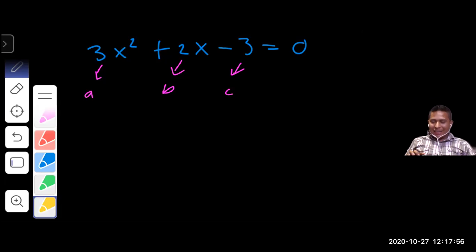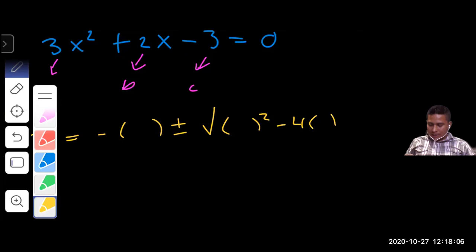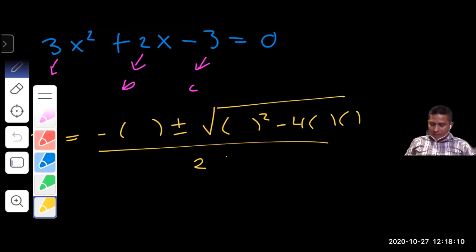The formula, guys, I'm not going to copy it. I'm a little bit lazy today. I'm just going to substitute. You already know that: B squared minus 4AC, all over 2A. I'm going to need a space here.